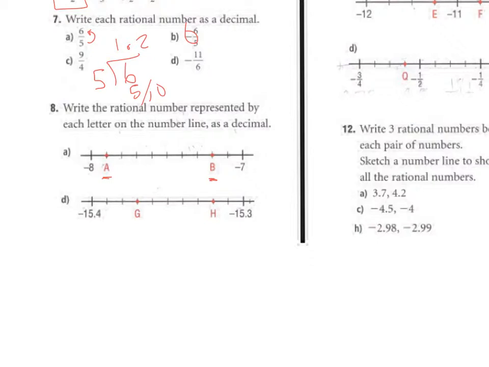So if I go from negative 7 to negative 8, I go 1 jump, 2, 3, 4, 5, 6, 7, 8, 9, 10. So that means that every jump is a tenth. So if I look, I go 7.1, 7.2, 7.3, 7.4, 7.5, 7.6, 7.7, 7.8, 7.9. So A is negative 7.9.